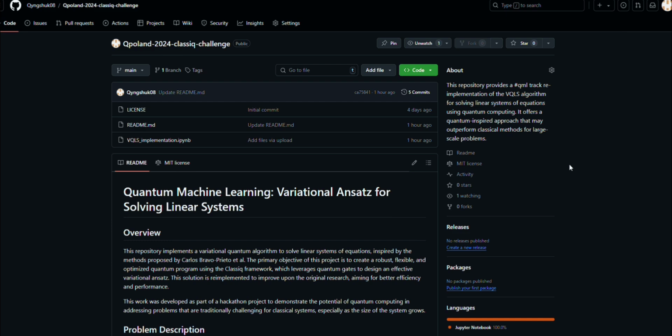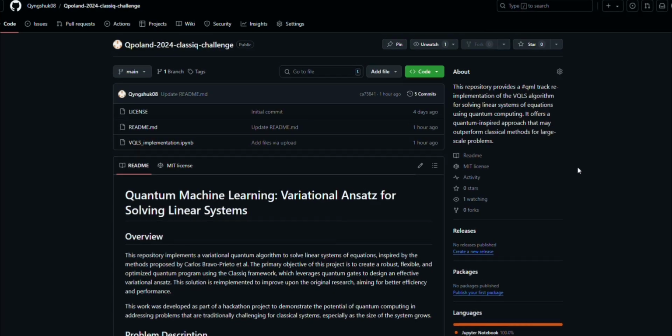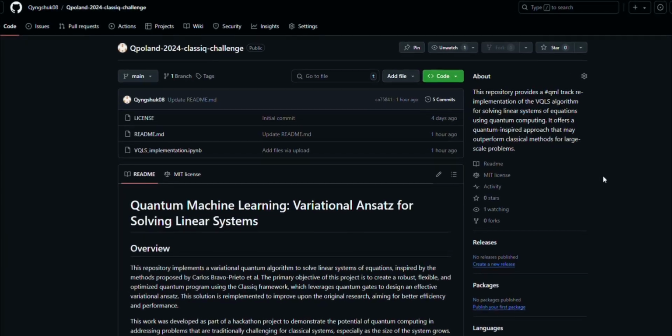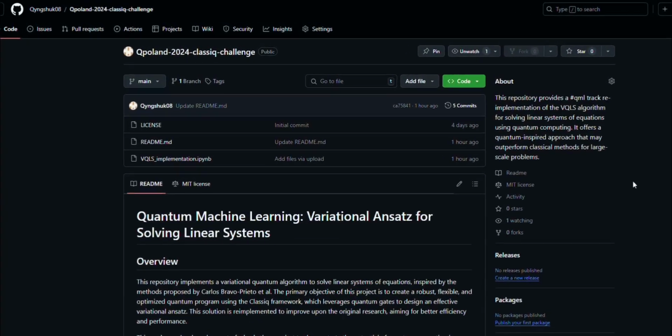I'll be walking you through our quantum computing project, where we have re-implemented a variational quantum algorithm to solve linear system of equations. This project was developed as part of a hackathon, and the goal was to build a more efficient and robust solution compared to the original research paper by Carlos Bravo-Prieto.